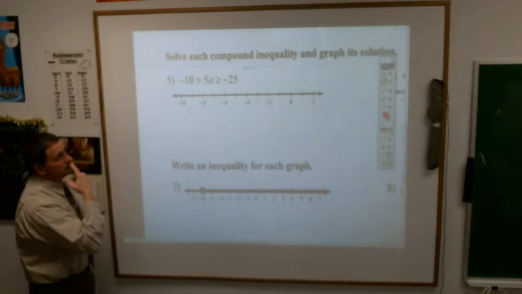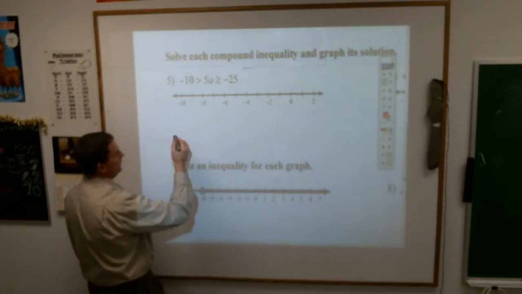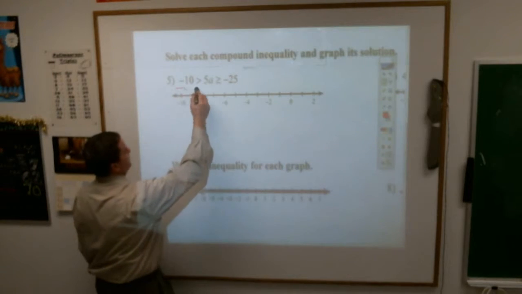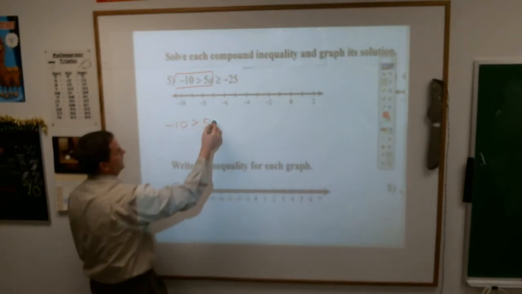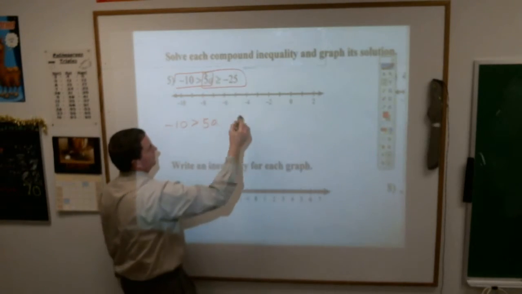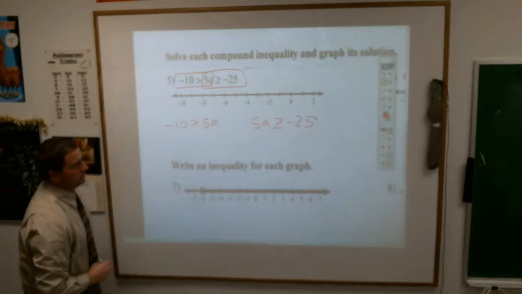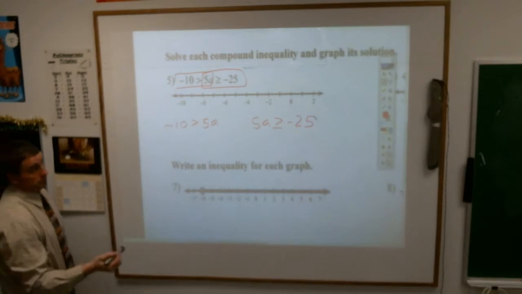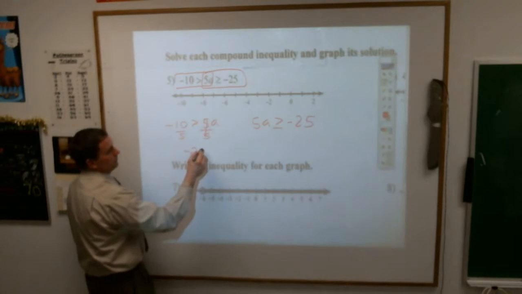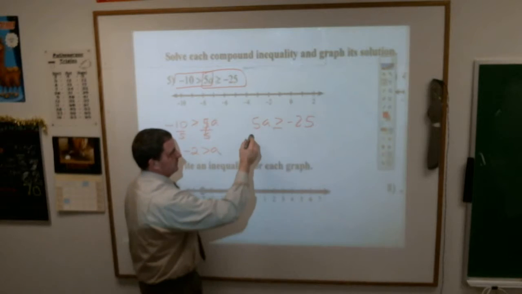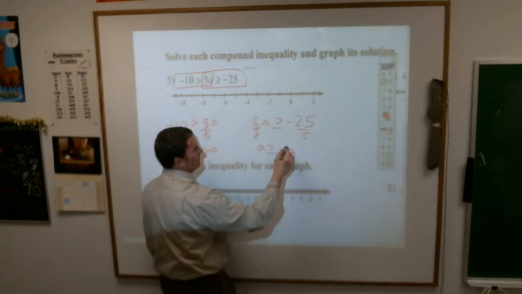Okay, now this one is a little confusing in the sense that the numbers are flip-flopped. You need to remember that you need to make two equations with this. This is one, negative 10 is greater than 5a, and this is the other, 5a is greater than or equal to negative 25. Two separate equations. How do you solve them for a? You do the same thing on both, divide by 5. So negative 2 is greater than a. And A is greater than or equal to negative 5.